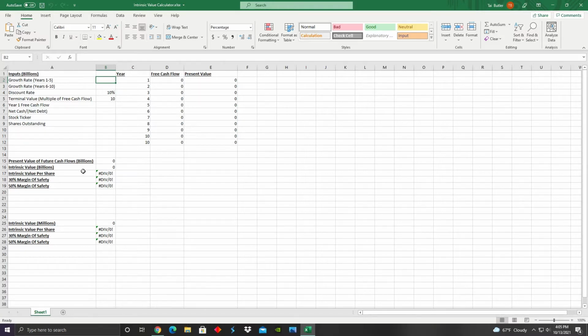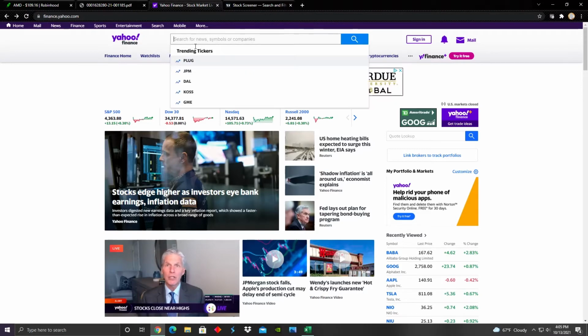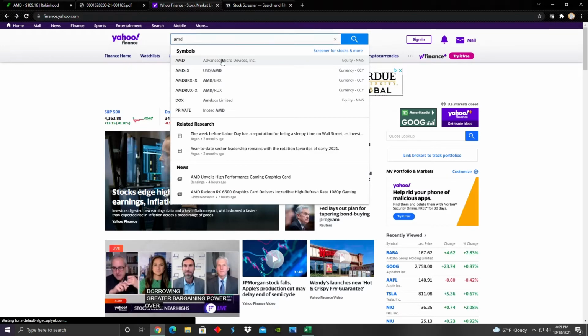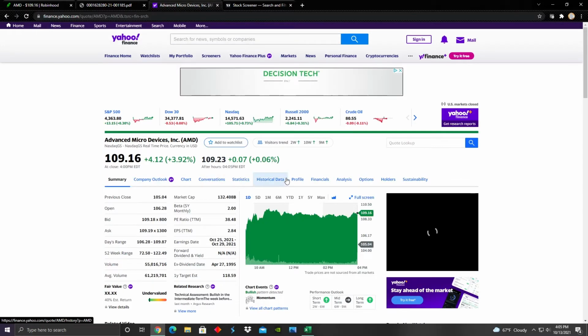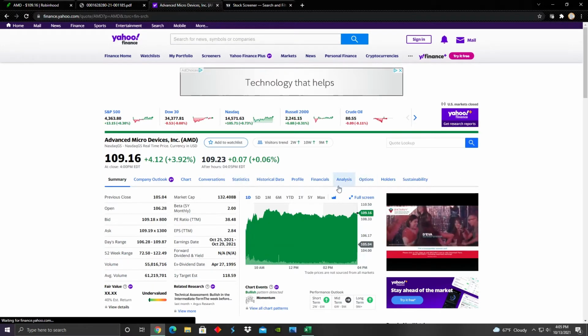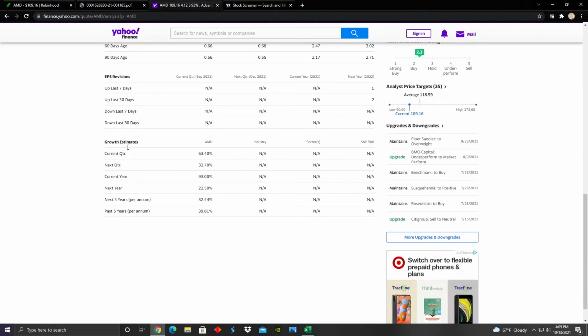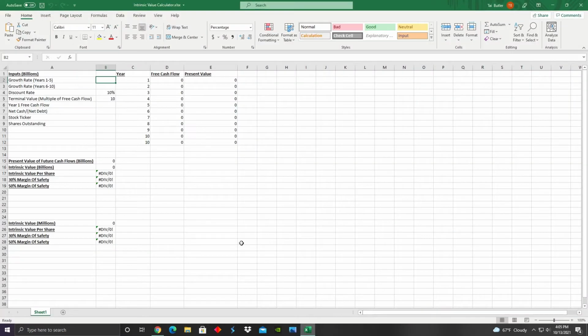So the first thing we need to figure out is the growth rate for years 1 through 5. I'm going to figure that out by going to Yahoo Finance and typing in AMD. Now, all I have to do is click on analysis, scroll down, and we can see the analyst's growth estimates for the next 5 years for AMD. It's 32.44%. And for years 6 through 10, I'm just going to be a little bit more conservative and say 10%.